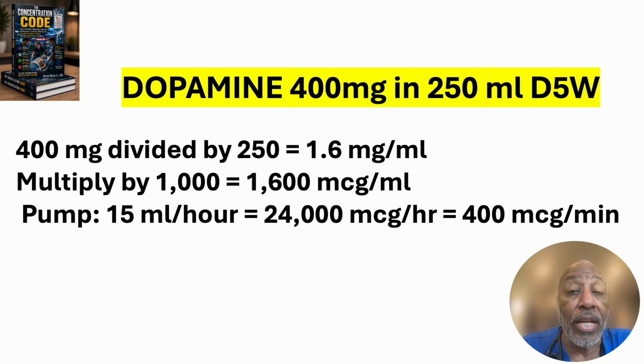If your pump is running at 15 milliliters an hour, you're delivering 24,000 micrograms per hour, or 400 micrograms per minute. Whether that's the right dose depends on your patient's weight and the ordered dose in micrograms per kilogram per minute. But the point is that you can get to this number quickly and cleanly once you understand what the concentration label actually means.